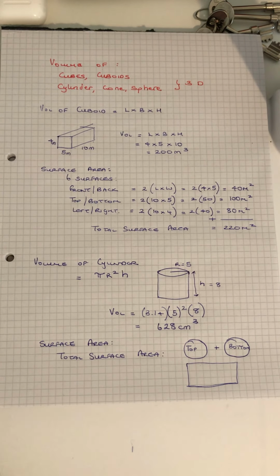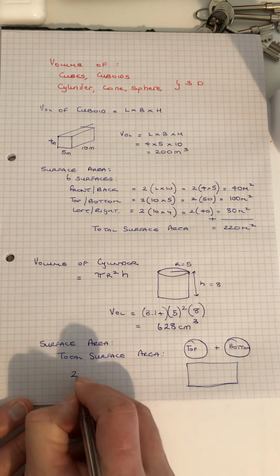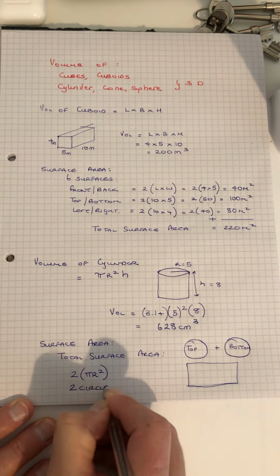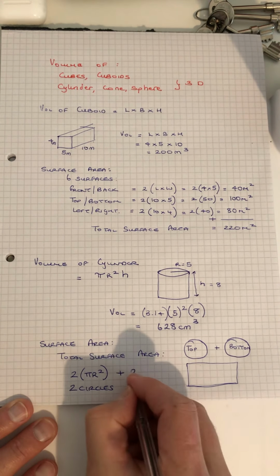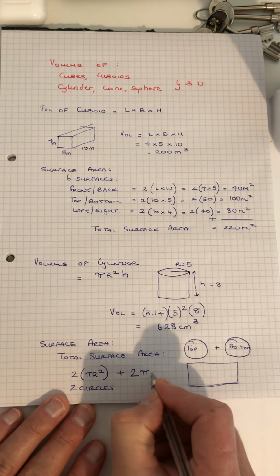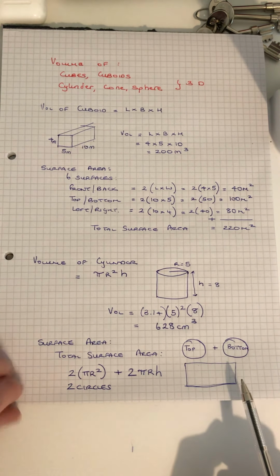So when you're looking for the total surface area of a cylinder, the total surface area is going to be 2 times pi r squared for the 2 circles, plus 2 times pi radius times the height. Okay, so that formula again is in your maths tables as well. Okay, so just be careful with your surface area. Now, we'll continue on.